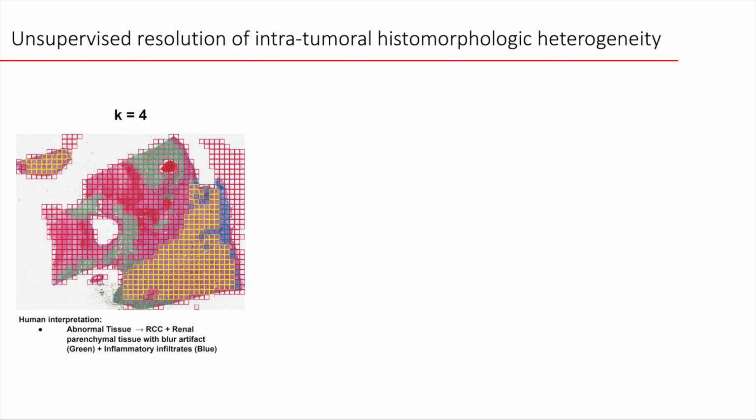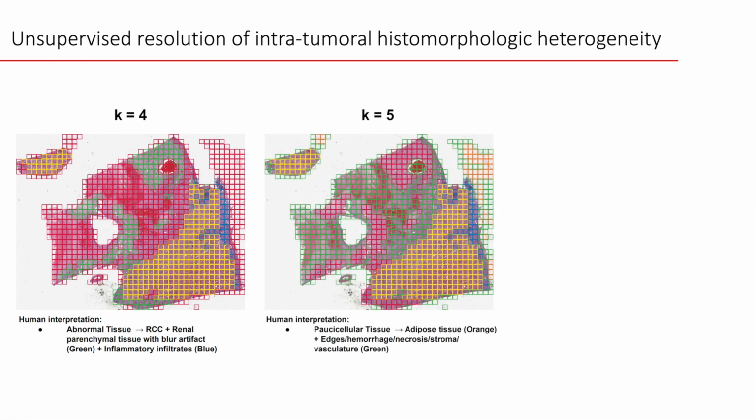At k equals 4, you can see the step that happened here is that it recognized the abundance of inflammatory cells in this area, and it separated them out from the neoplastic component of the tumor. K equals 5, it took the adipose tissue and divided it into adipose tissue with and without. It took the paucicellular tissue and divided it into adipose tissue, orange, or tissue components with vasculature, so adipose tissue with vasculature, hemorrhage, and some of the edge artifact also got grouped into this subgroup.